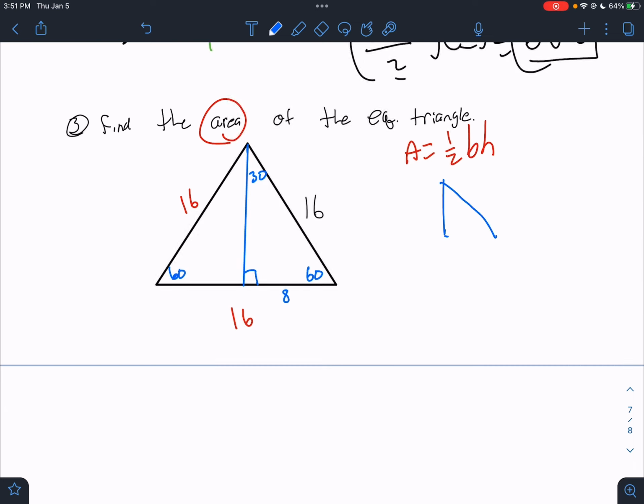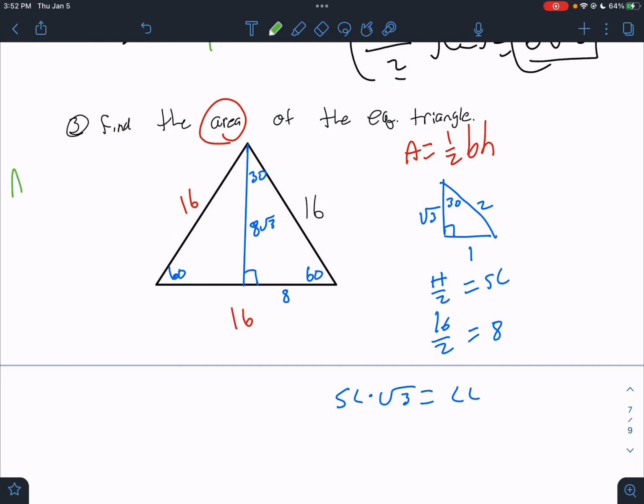But let's look at our 30, 60, 90 rules. We have a 30 up here. This would be 1, root 3, and 2. So which part do we know? We know the hypotenuse. So we know that the hypotenuse divided by 2 equals the short leg. So that would be 16 divided by 2, which is 8. Well, we already had that. But we can confirm it there. Once we know that, how do we get the long leg? We know that the short leg times the square root of 3 equals the long leg. So this is going to be 8 times the square root of 3.